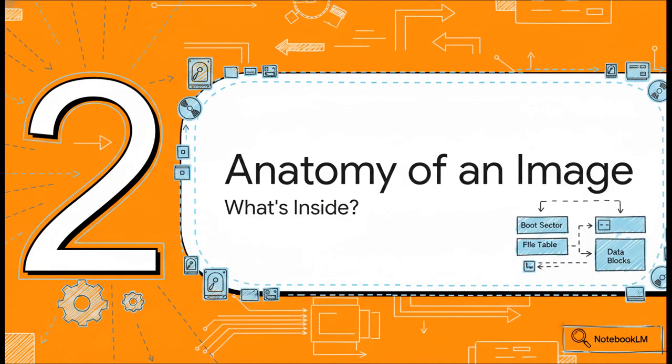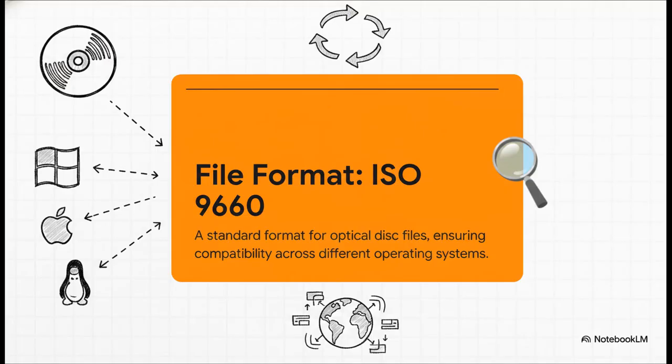Okay, so if it's a blueprint, what exactly is drawn on it? Let's zoom in a little and take a look at the anatomy of an ISO image to see what makes it tick. The magic that makes all this work across different computers is a standard called ISO 9660. You can think of it as the universal language for optical disks. It was designed way back when to make sure that any disk could be read by any computer, whether you're on Windows, Mac OS, or Linux. It's the reason it just works.